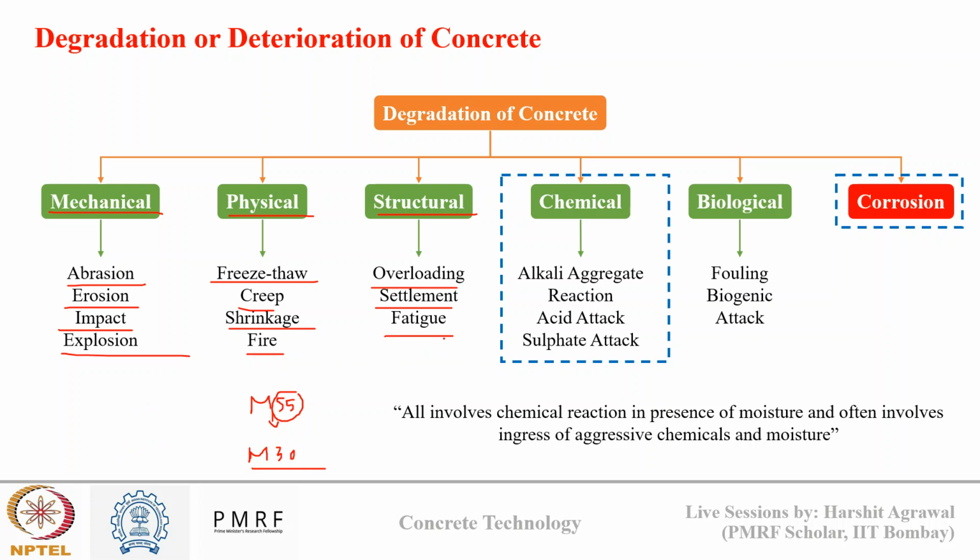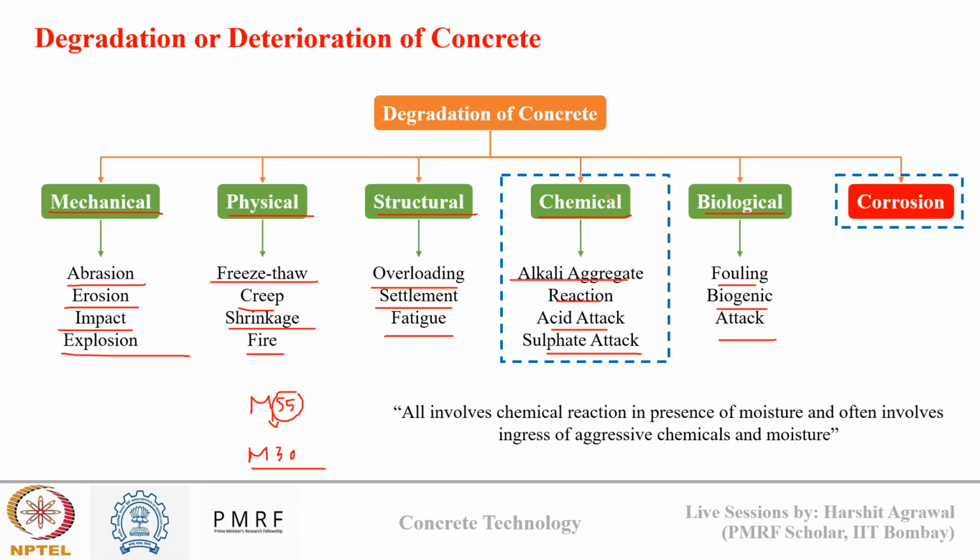Then there is fatigue cracking, which is similar to the creep effect that we have seen. Then there is chemical degradation that we'll talk about in today's session, which can be due to alkali aggregate reaction, acid attack, or sulfate attack. Biogenic degradation is there due to fouling or biogenic attack, like you see patches on concrete walls. And then there is corrosion of embedded steel reinforcement. So today we'll be discussing chemical degradation and corrosion.